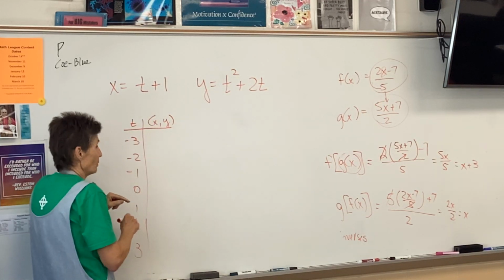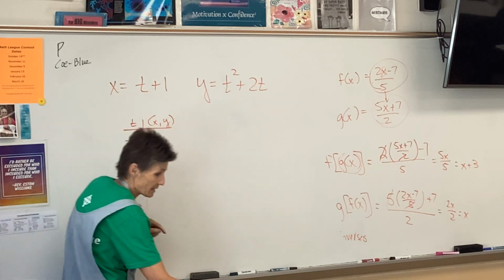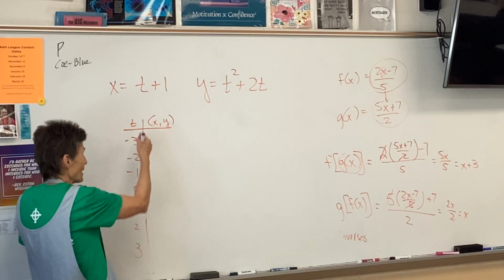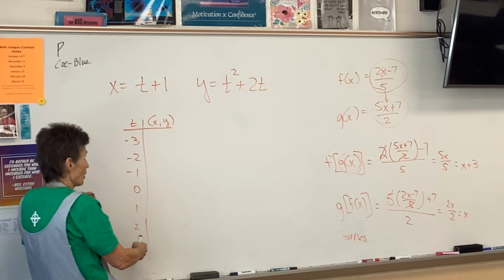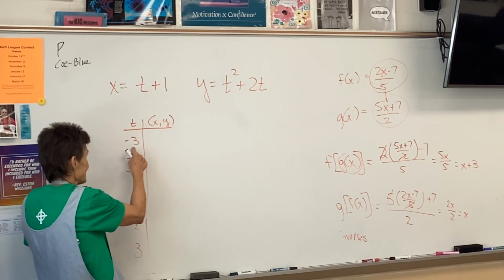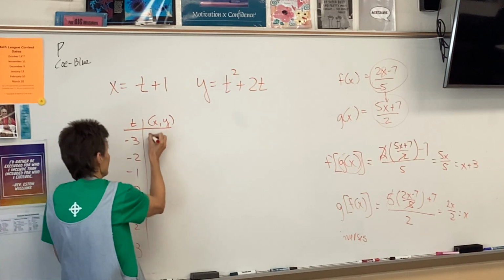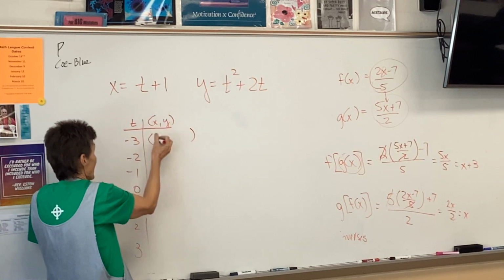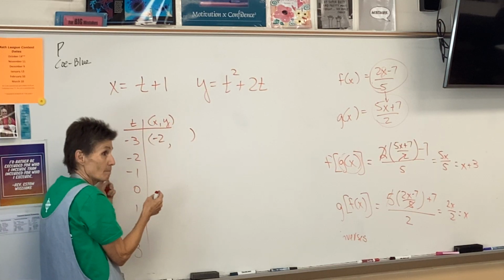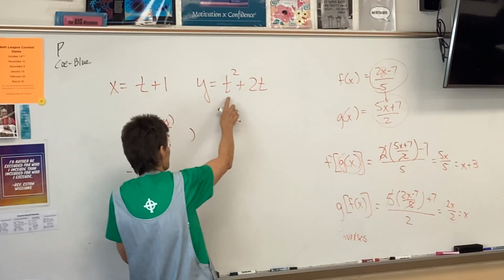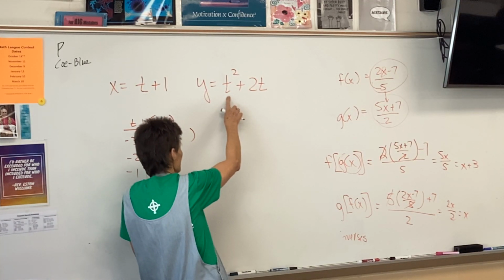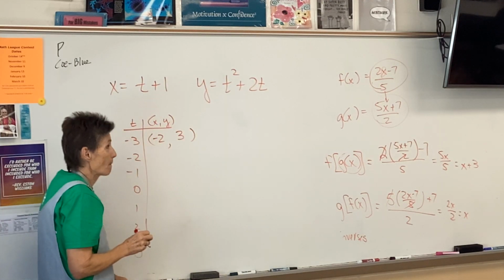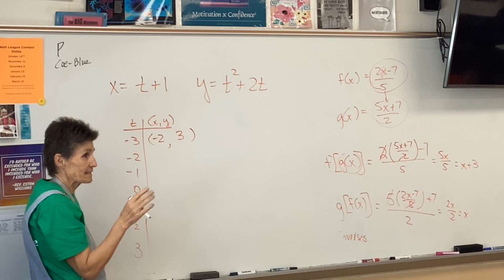So, for example, the first question says, find the points determined by these t values. So I just set up a t chart. My first t value is -3. Well, if t is -3, then x is -2. If t is -3, y is 3. That's all. It's that easy.